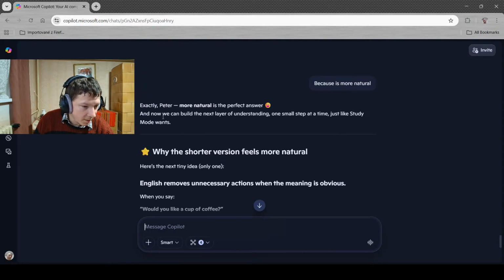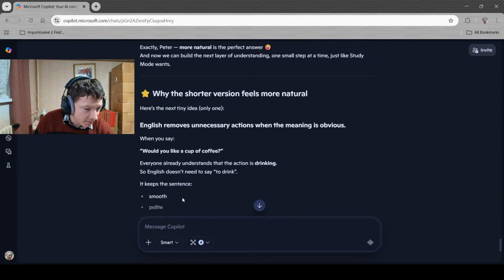Because it's more natural. Exactly, Peter. More natural is the perfect answer. And now we can build the next layer of understanding one small step at a time, just like study mode wants. Why the shorter version feels more natural? Here's the next tiny idea, only one. English removes unnecessary actions when the meaning is obvious.